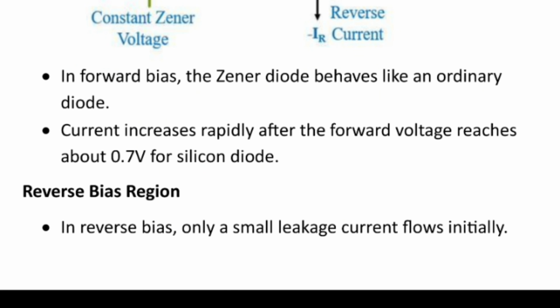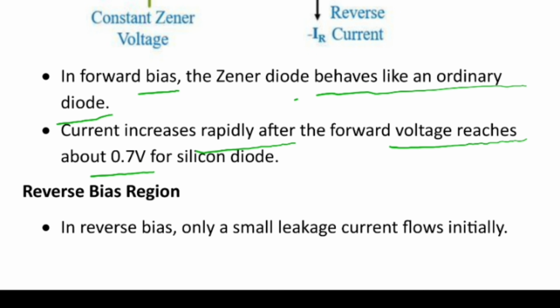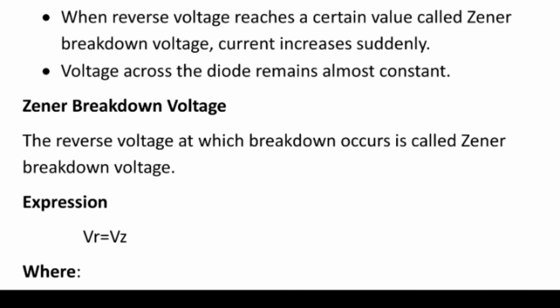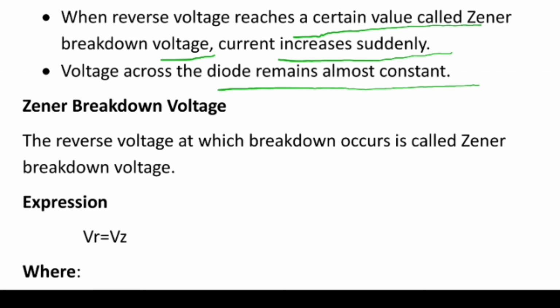Coming to the forward bias, the Zener diode behaves like an ordinary diode. Current increases rapidly after the forward voltage reaches 0.7 volt in a silicon diode, as represented in the diagram. Coming to the reverse bias region, initially only a very small leakage current flows. After the reverse voltage reaches the Zener breakdown voltage, the current increases suddenly, while the voltage across the diode remains constant.